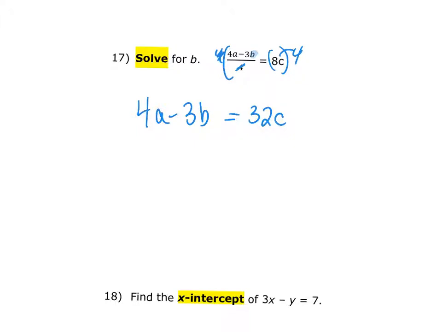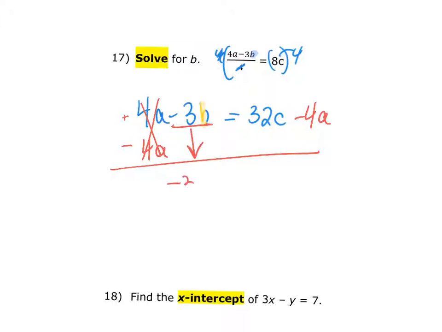Again, I'm solving for b. So that means I need to get rid of the 4a. 4a is currently positive, so I'm going to subtract 4a from both sides. That's going to leave me with negative 3b is equal to 32c minus 4a.